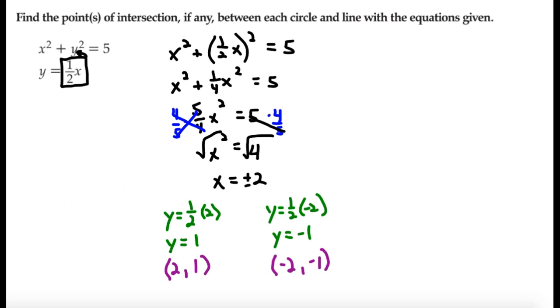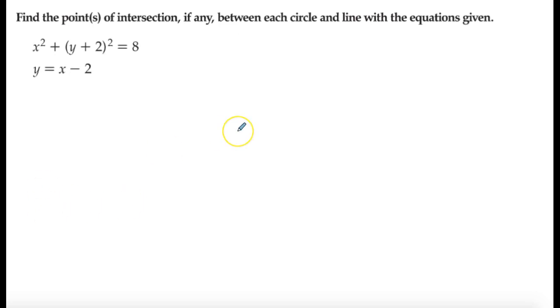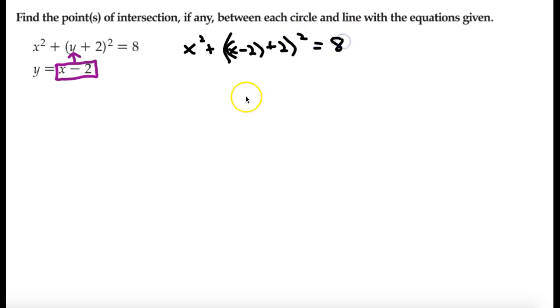Let's do one more, and then we'll be done here. One more example. So the process, we're going to take this equation is already solved for y, so we're going to take this and plug it in for y in the other equation. So that's going to look like this. We'll have x squared plus x minus 2, plugging that in place of y, and then plus 2 squared equals 8.